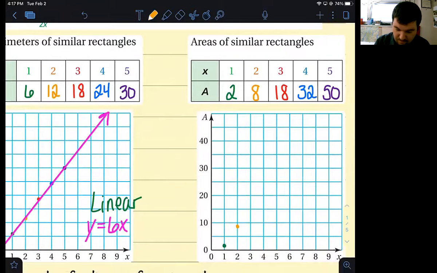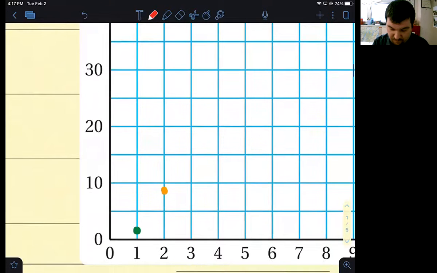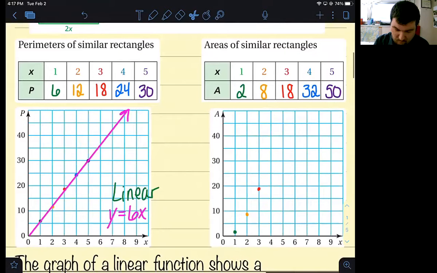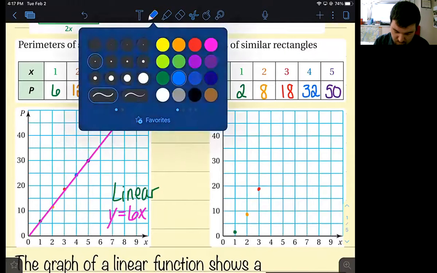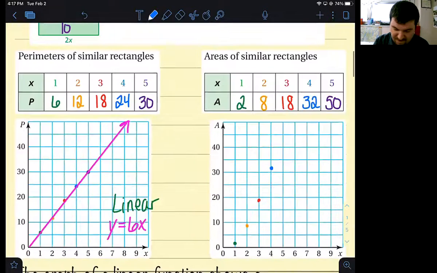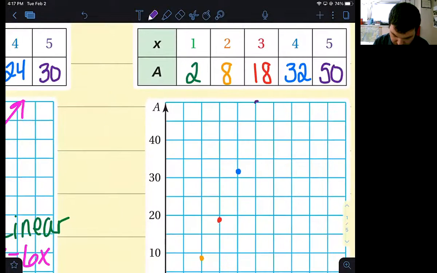Then we've got 3, 18. 318 is going to be right in this area. Then we've got 4, 32, which would be in this area up here. And then we've got 550, which is going to be right up at the very top of my graph.